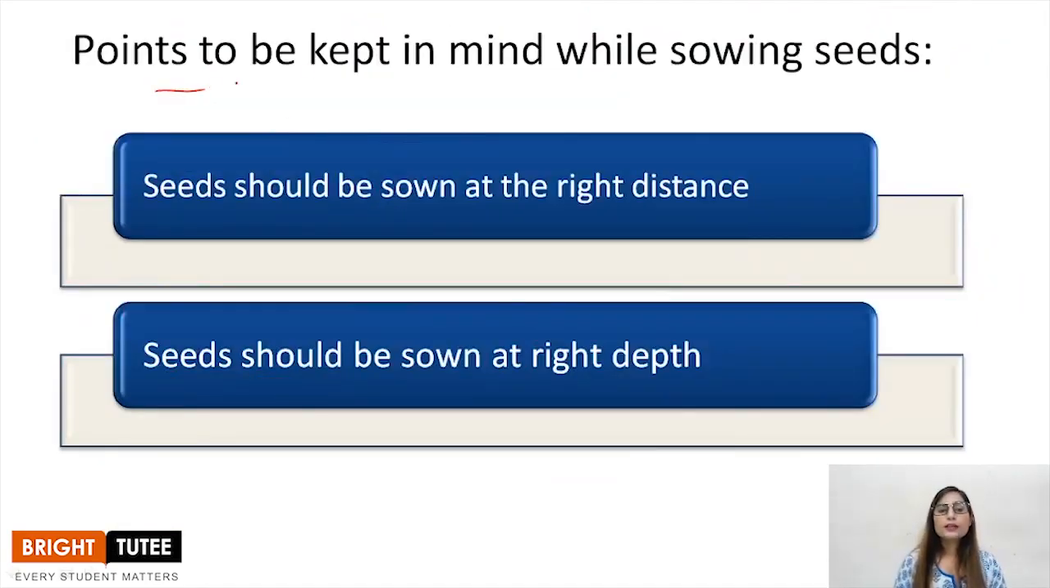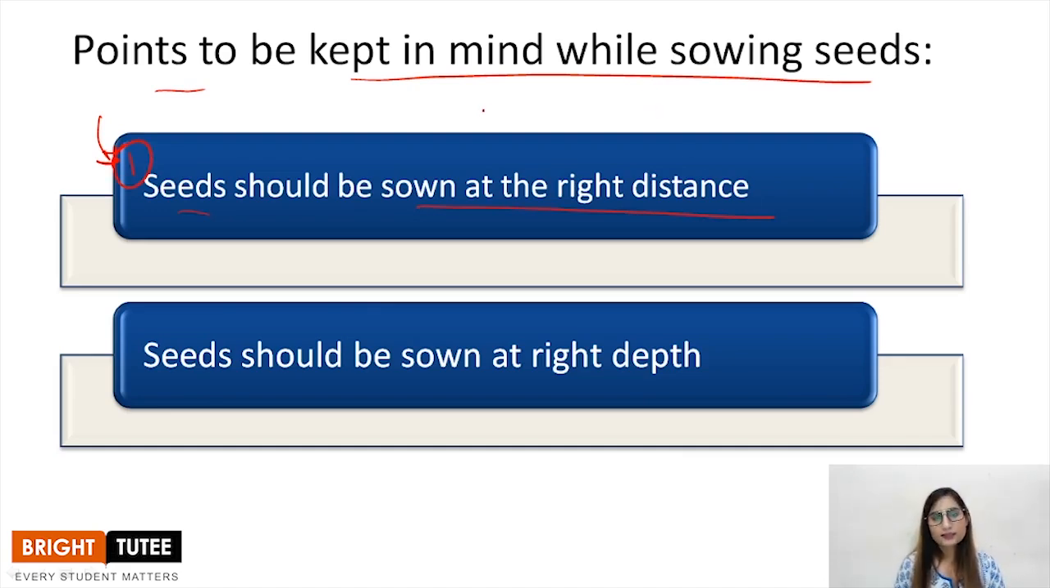Next, points to be kept in mind while sowing seeds. First one is, seeds should be sown at the right distance. There must be distance between the seeds so that their roots can grow properly. If the crops are too close, their roots will not be able to grow much longer, right? Because the same amount of soil will be present for them.